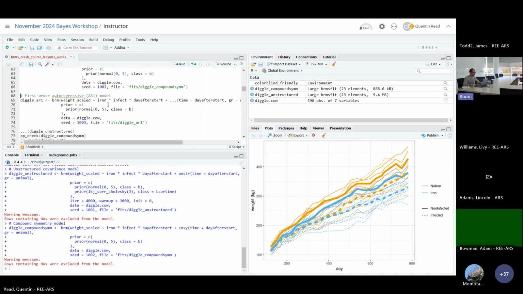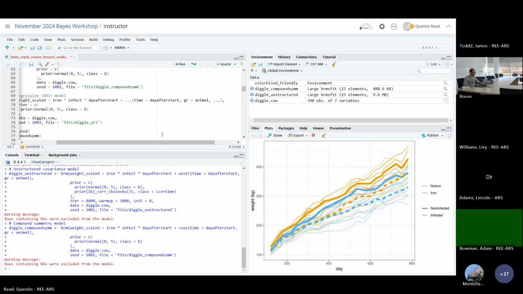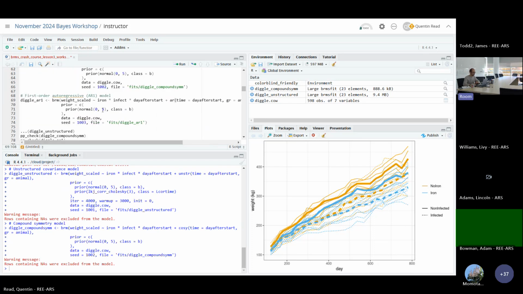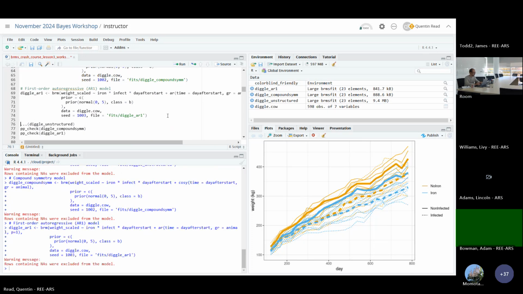And lastly, the autoregressive. We're going to put the same fixed effects. AR is the covariance structure, and we have to add P equals 1 to specify it's first order. Again, same normally distributed prior on the fixed effects, because all the models have the same fixed effects. So, okay, we've run all the models.